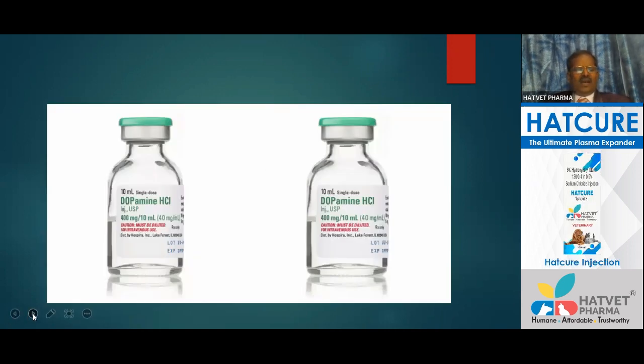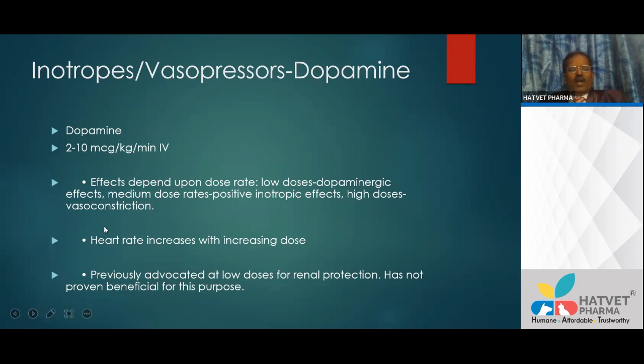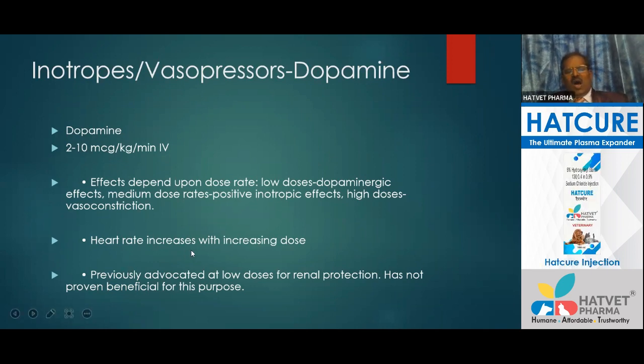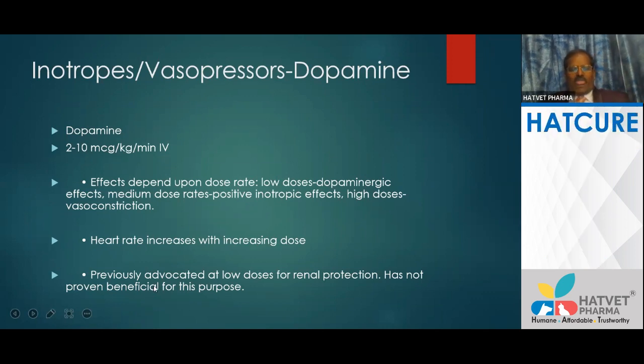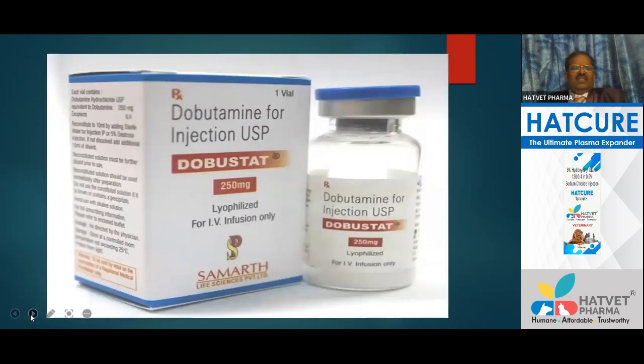Then dopamine, dopamine hydrochloride. This is an inotrope, 2 to 10 microgram per kg per minute IV can be used. The effect depends upon the dose rate. Low dose gives dopaminergic effect, medium dose rate a positive inotropic effect, high dose vasoconstriction. Heart rate increases with increasing dose. Low dose previously advocated for renal protection has not proved beneficial for this purpose. In renal failure patients, they used low dose dopamine, but that didn't give much benefit in research.